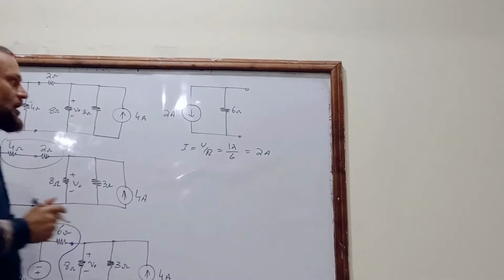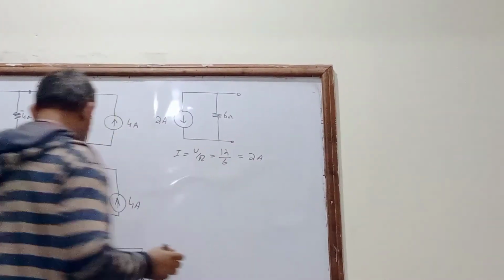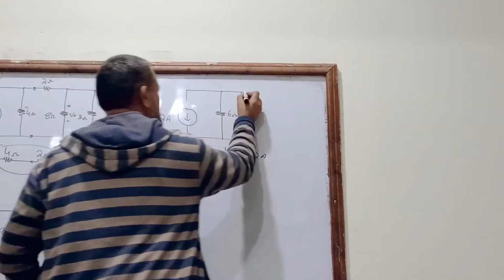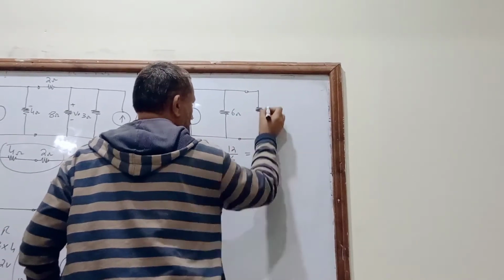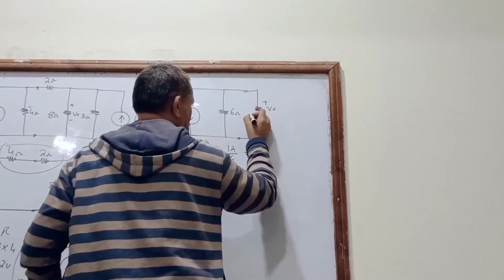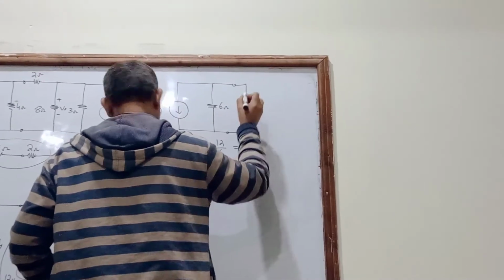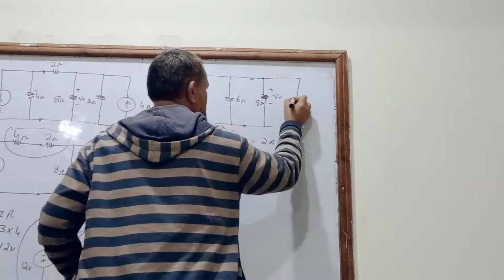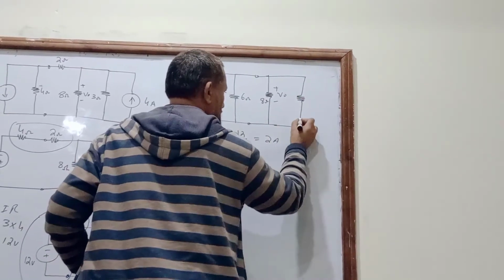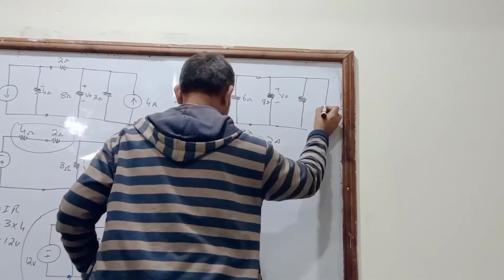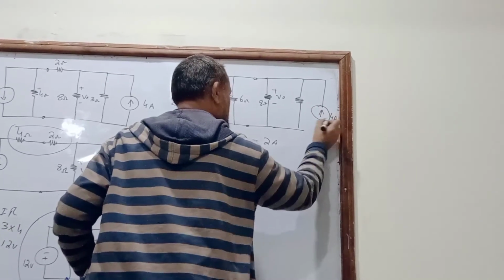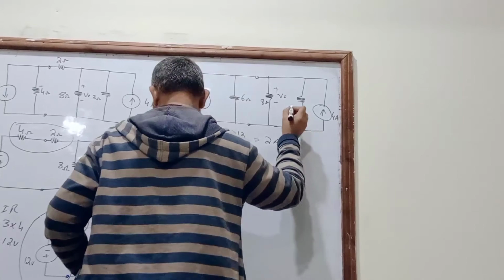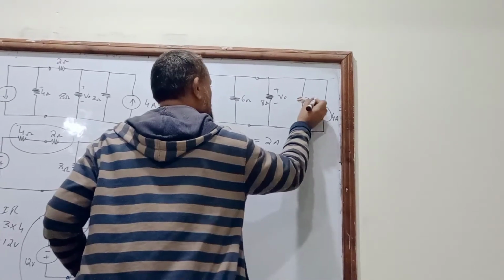Understand? And now the rest of the circuit: 8 ohm with plus minus V naught, and then 3, and then 4 ampere. How much is this one? 3 ohm.